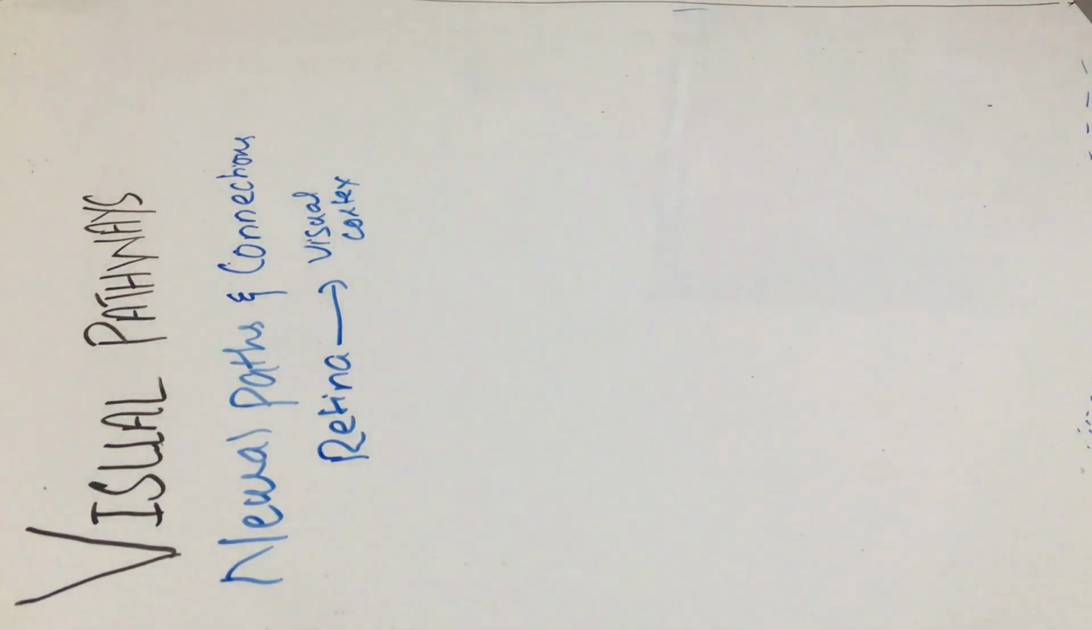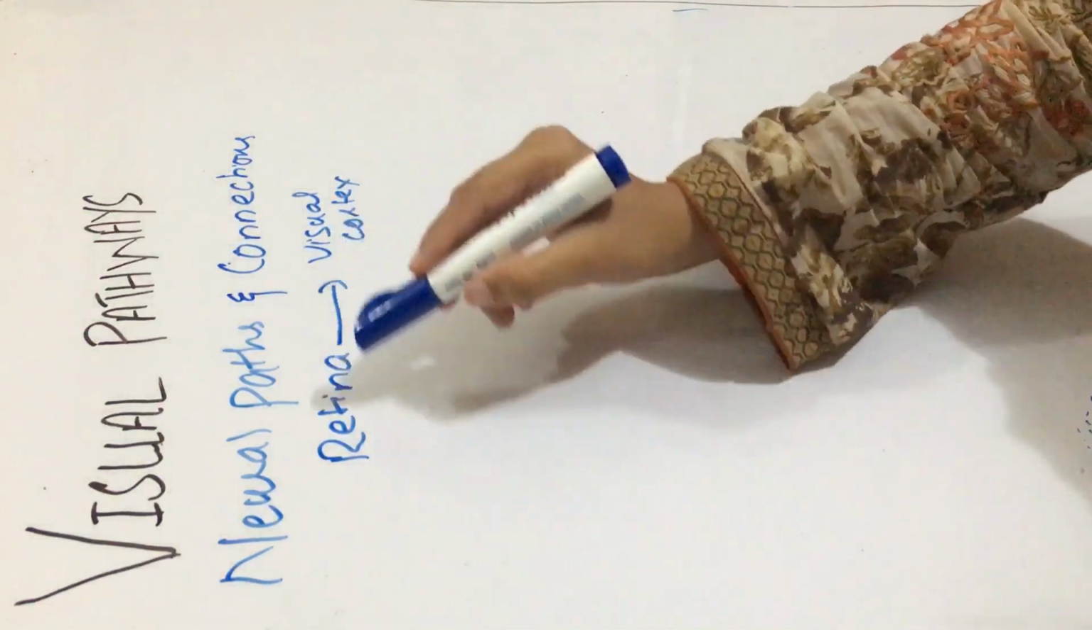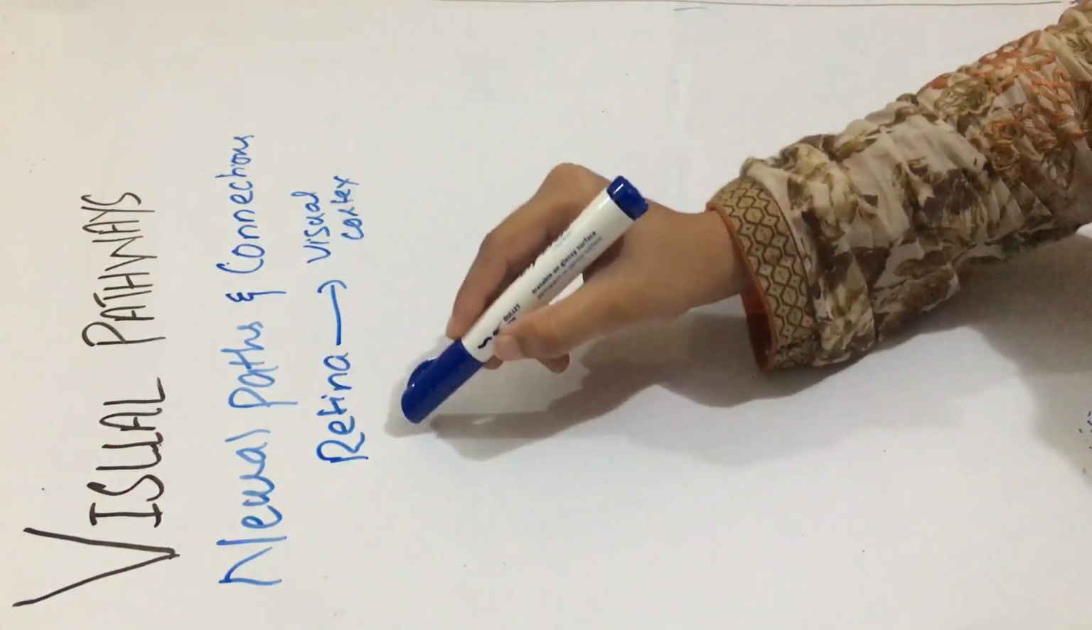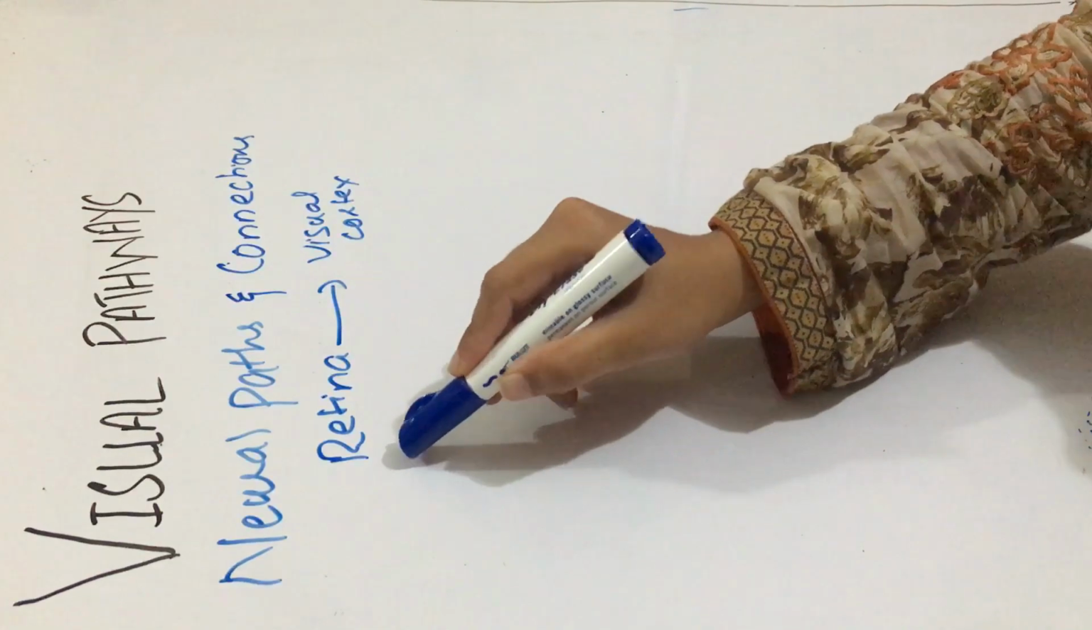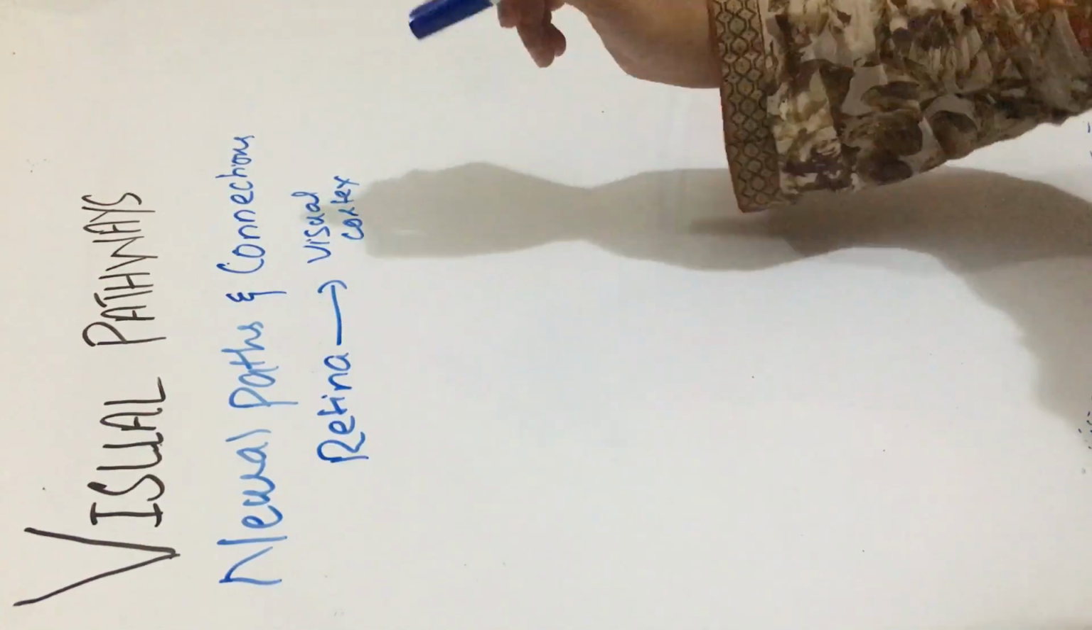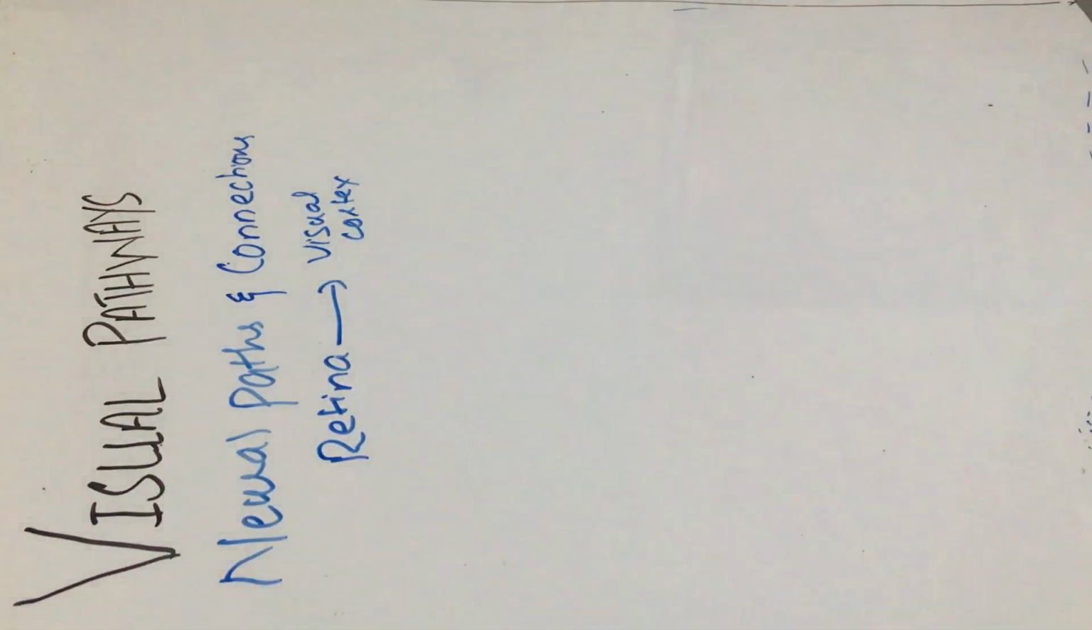So what are the visual pathways? These are actually the neural paths and connections starting from the retina of an eye and reaching up to the visual cortex or occipital cortex of the brain.